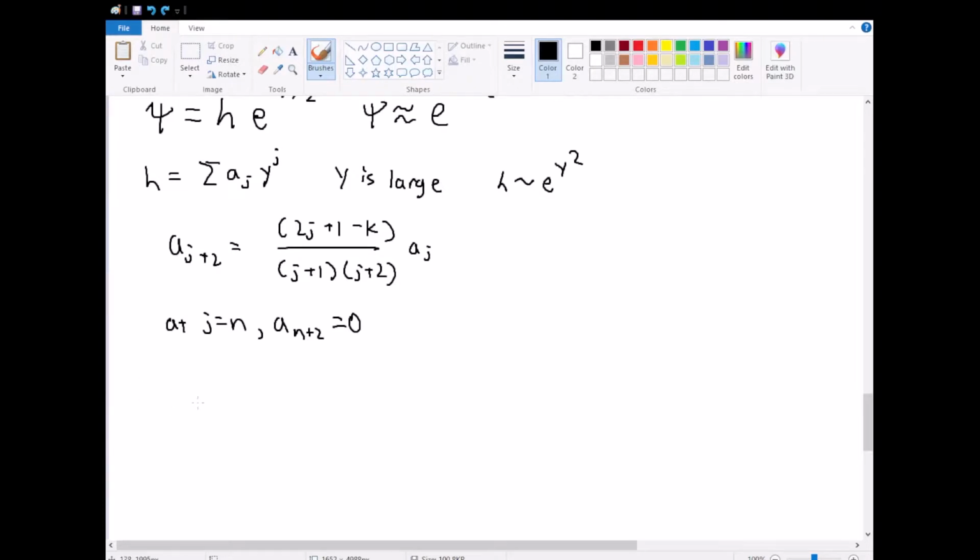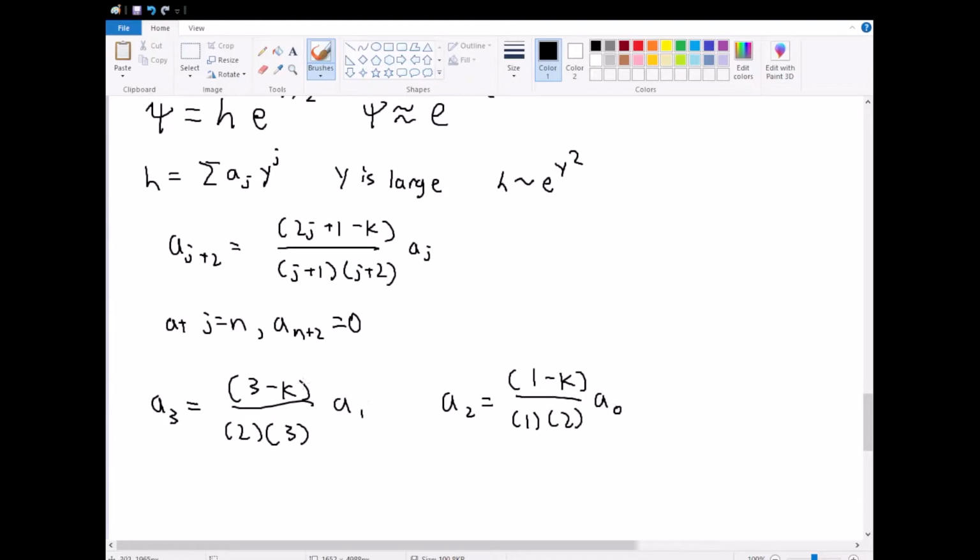What I mean by that is, let's say, for example, that n terminates really early. So let's say that A3 is going to equal, what is that? n is going to be 1 in that case. So 3 minus k over 2 times 3 multiplied by A1. And A2 is going to equal, in this case, n is 0, or j is 0, so this is going to be 1 minus k over 1 times 2 times A0. k is the only thing that's a variable in both of these equations, and k is going to be predetermined by the energy, and the energy is what we're trying to solve for.